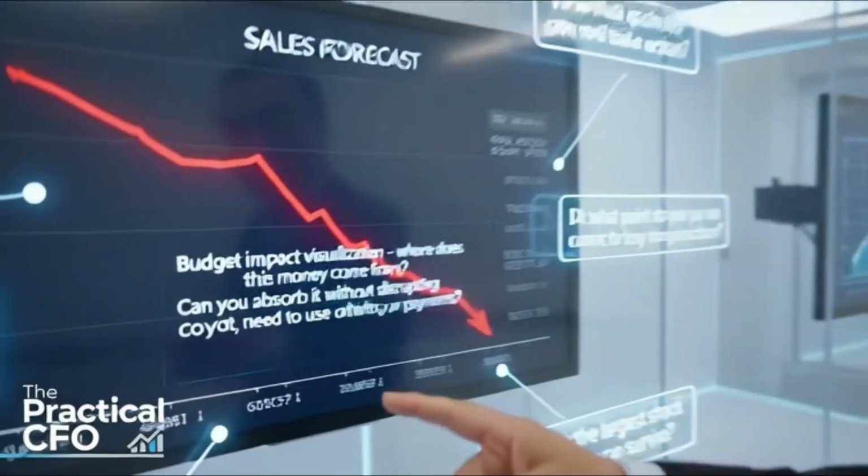Scenario 4, shock expenses. What if a $10,000 unexpected expense hits tomorrow with no warning? Can you survive? Where does this money come from? Can you absorb it without disrupting operations? How long to recover? What's the largest shock you can survive?